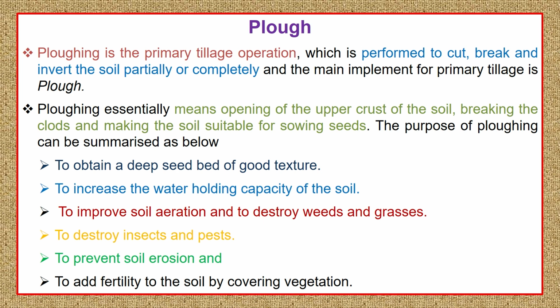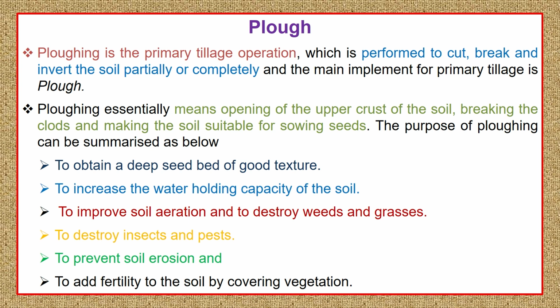Whenever the word plough comes to your mind, you should clearly say that it is a primary tillage implement. So ploughs refer to primary tillage implements and harrows to secondary tillage implements. Ploughing is a primary tillage operation performed to cut the soil, break the soil mass and invert the soil partially or completely. The main implement used for primary tillage operation is the plough.